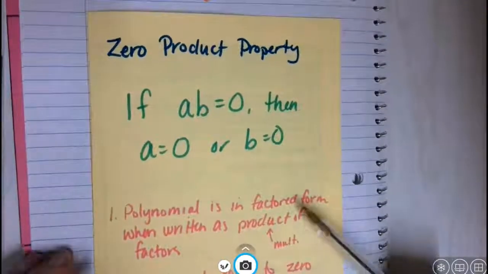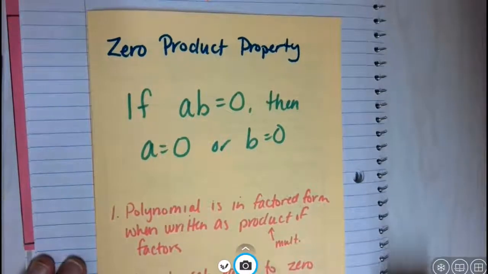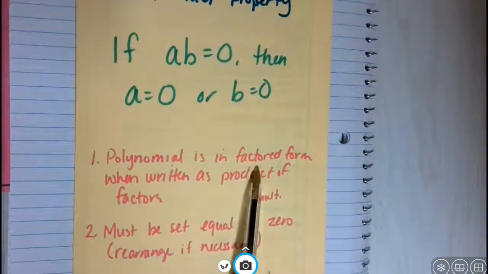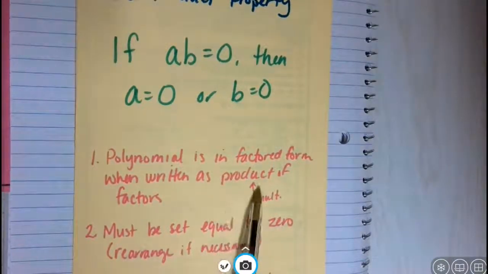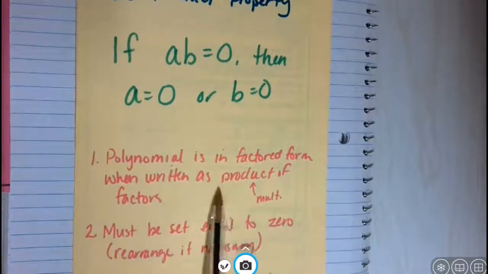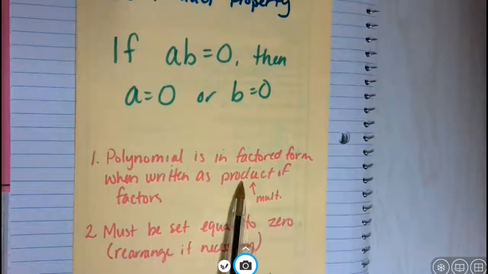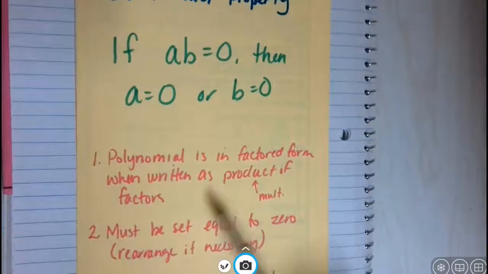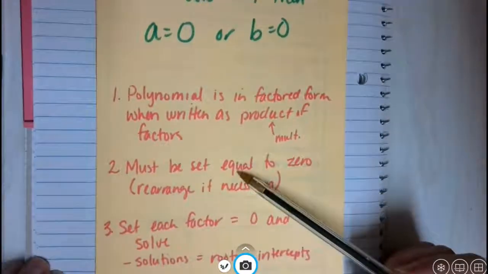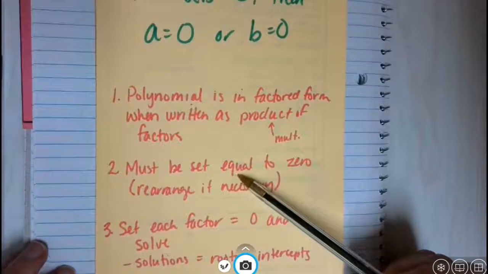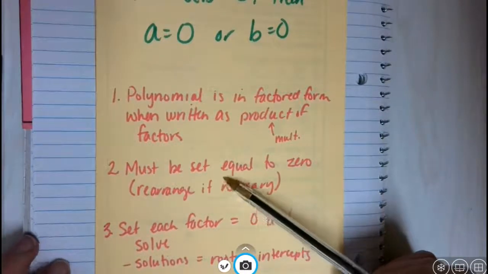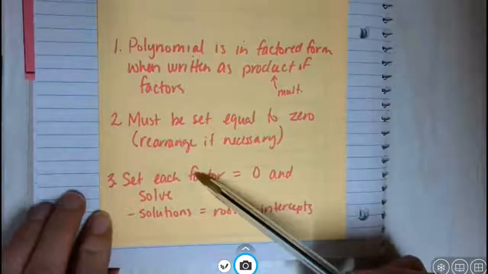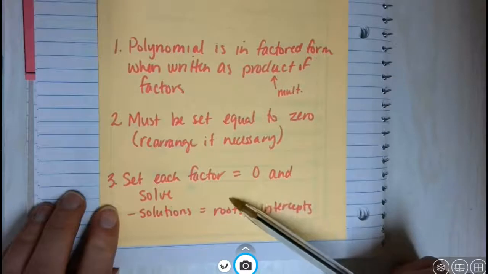Okay, so how do we use this zero product property when we're dealing with these polynomials? The first thing is we know that our polynomial has to be in factored form. Factored form means that it's written as a product, which is multiplying, of factors. That's what we're really doing these last several sections, learning how to factor our polynomials. Once they've been factored, I set the whole thing equal to 0. If I need to move things to the other side of the equation, I can do that, because everything must be multiplied together to equal 0. Then the third step to solving is I set each factor equal to 0 and I solve.